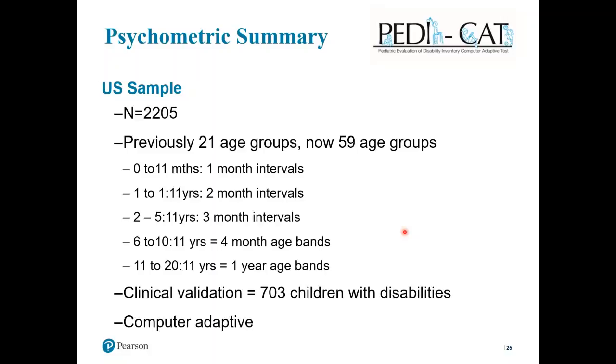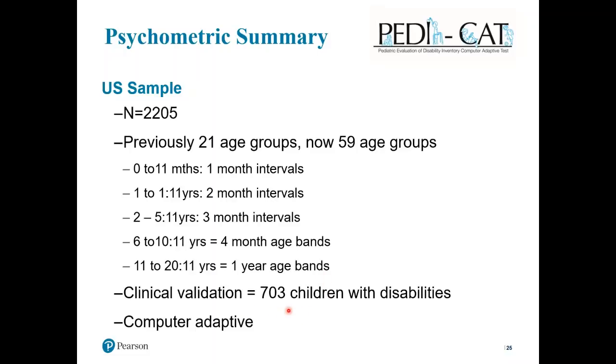Now we have 59 age groups. And what we've done with the QGlobal version is narrowed those age bands at the younger age level, so it's more sensitive to the developmental changes of that younger age group. So 0 to 11 months, there are 1 month intervals for the standardized scores. 1 to 1 year 11 months, 2 month intervals, 2 to 5 years 11 months, 3 months, 6 to 10 years 11 months, 4 months, and then it retains the 1 year age bands from 11 to 20 years. So we're just acknowledging that the developmental trajectory for younger children is more rapid, and the norms reflect that.